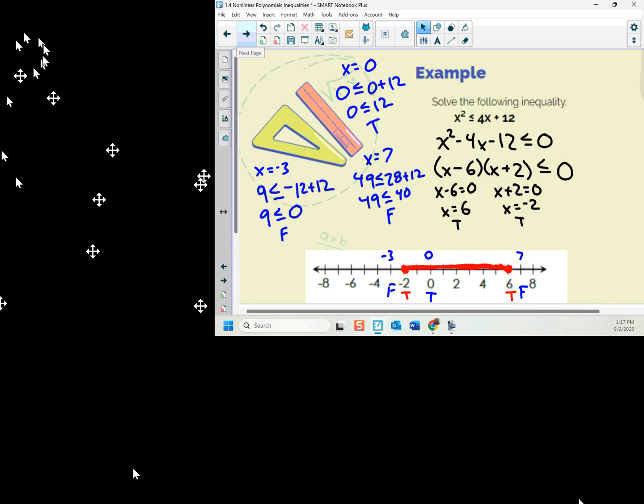And if I want to state my answer, x is going to equal the values between negative 2 and 6, including negative 2 and 6. And that's writing it in interval notation. So that would be my solution. That's our first example. Let's move on to example number 2.